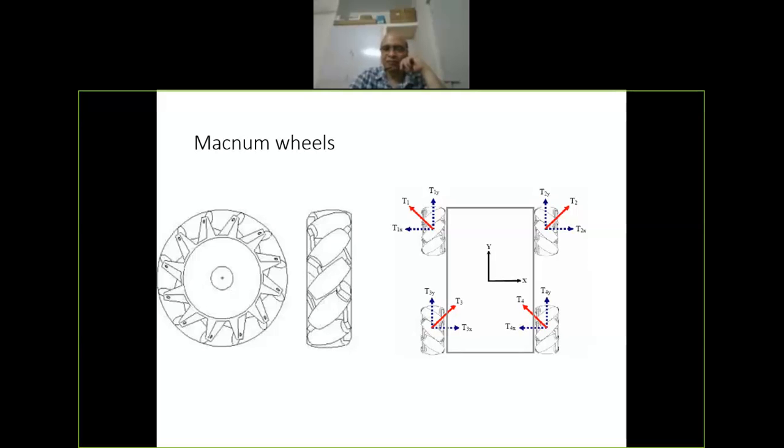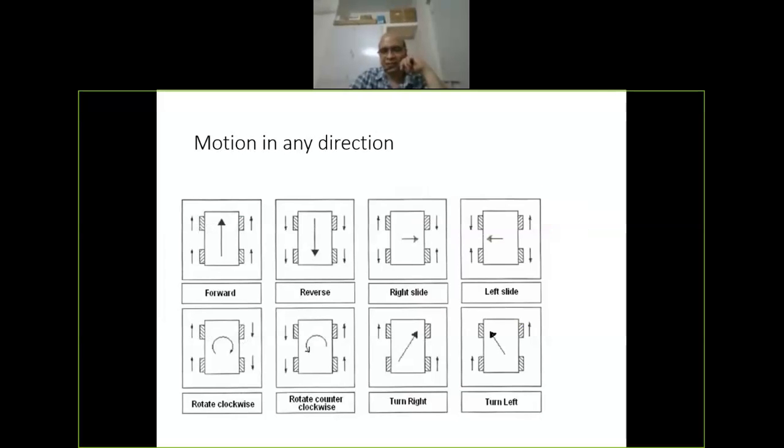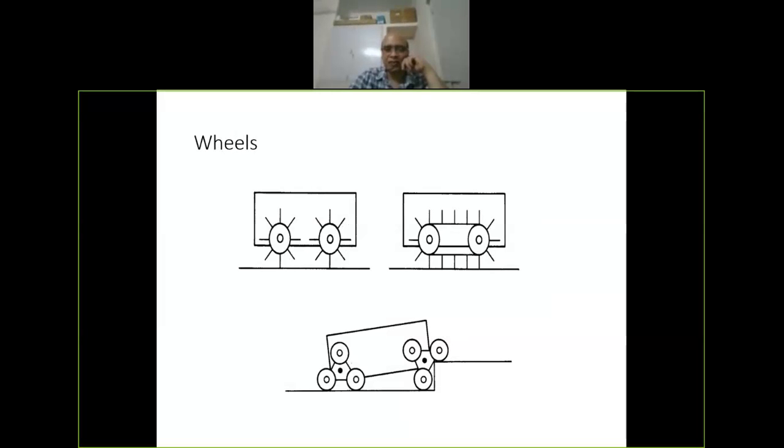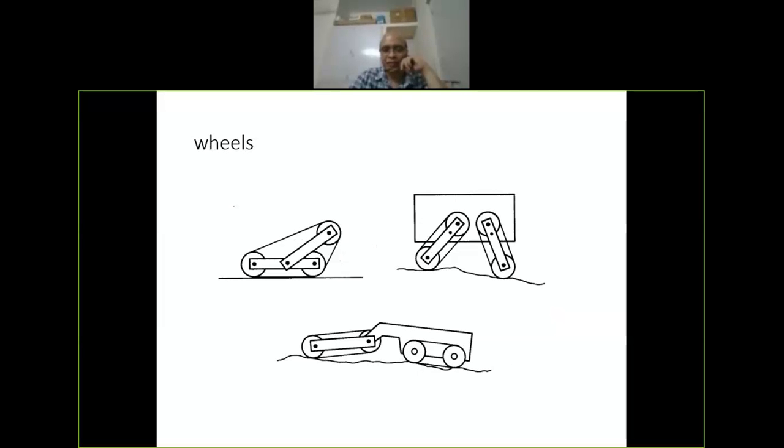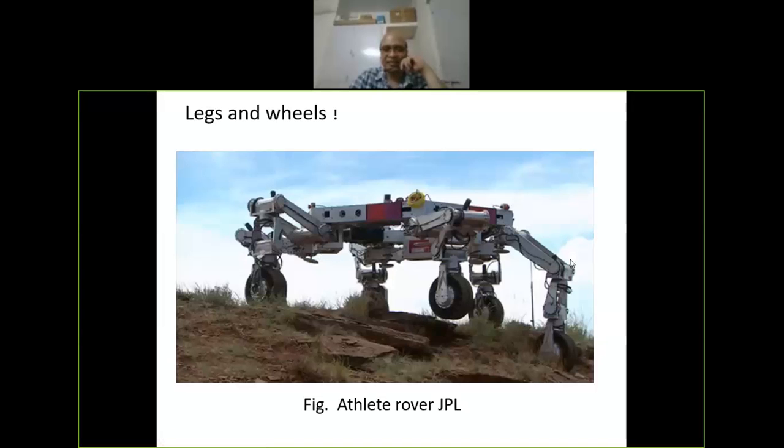T1, T2, T3, T4 are the four velocity vectors. By making different combinations of these, we can move the vehicle in different directions, which means it can go sideways, or at any angle you want. So this is an example of a holonomic system. This is the fundamental difference between holonomic and non-holonomic. Now, wheels are of different types. For example, you can have track wheels, and wheels which combine legs and wheels. For example, the left one is a wheel, and the right one on the top can behave like legs or like wheels. Then this is an example of the Athlete Rover, which is a cross between a legged system and a wheel system.